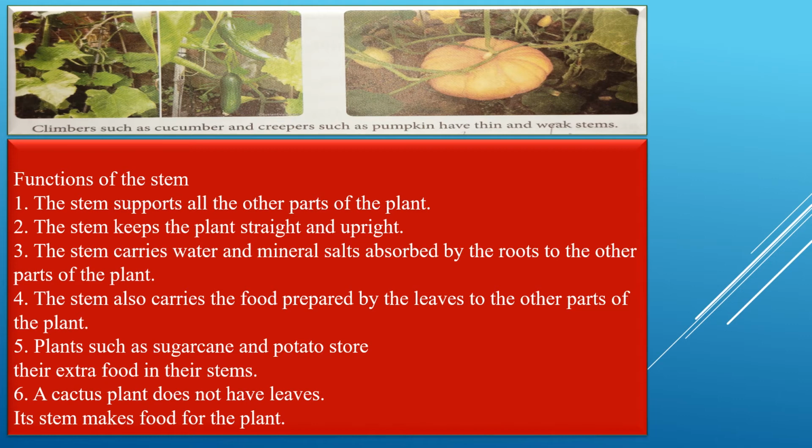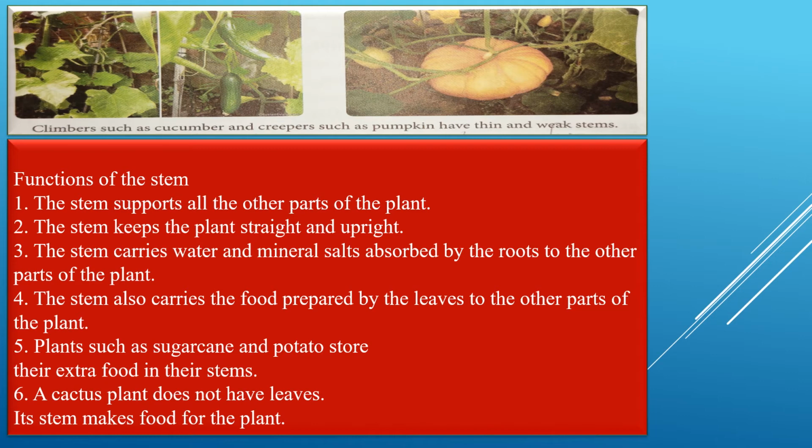Plants such as sugarcane and potato store their extra food in their stems. So what is said here? Sugarcane and potato store their extra food in their stem, not in the roots, in the stems.